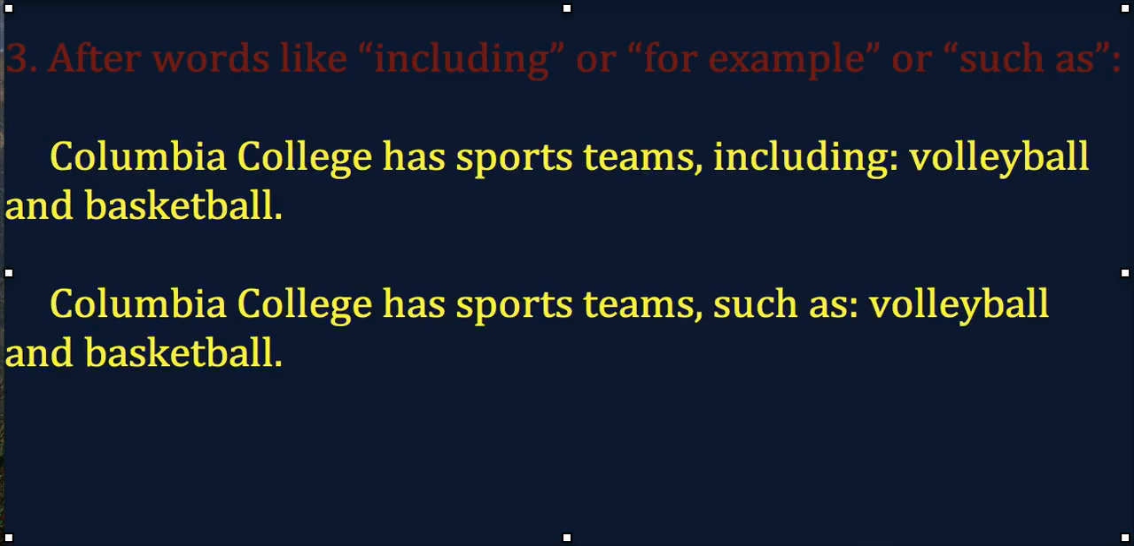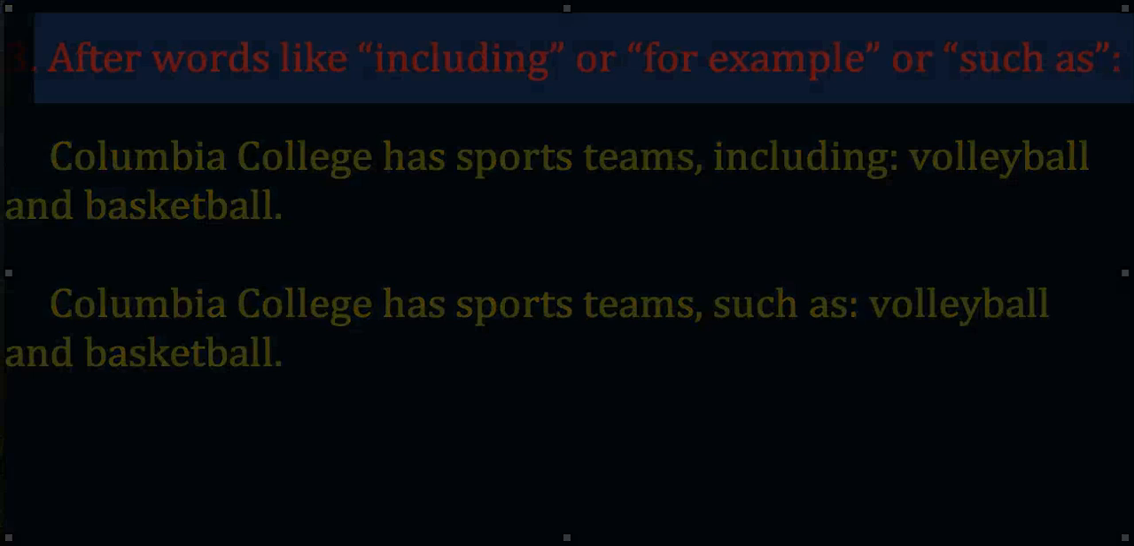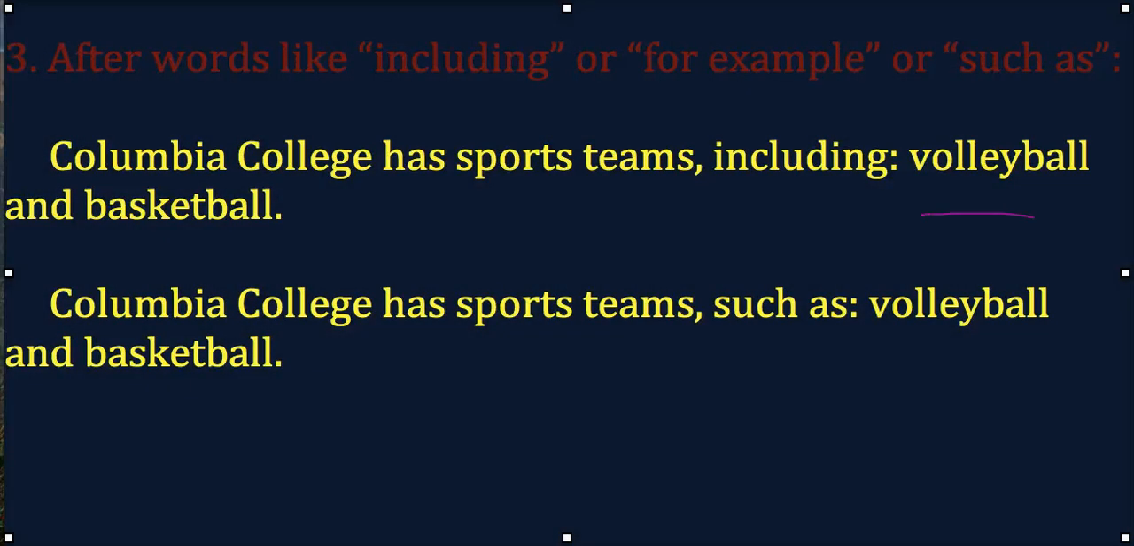And the third, and I think most common time that a colon is improperly used is after words like including, for example, such as. So yes, there is a list, like in this case, volleyball and basketball, but as I read this to you, perhaps you'll hear that we're just in the middle of a sentence. "Columbia College has sports teams, including: volleyball and basketball." So be wary of that colon there. You don't want anything.